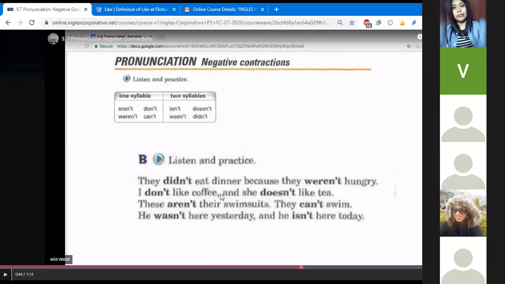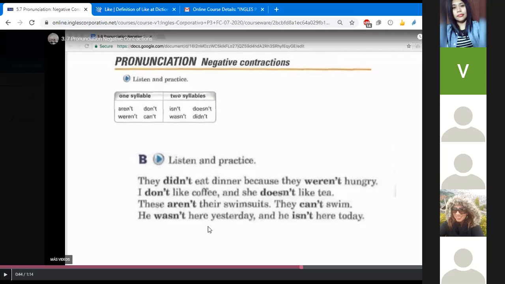The second sentence. Excuse me, teacher. Read the second sentence. I don't like coffee, and she doesn't like tea. Mauricio, the third one. Read the third sentence. These aren't their swimsuits. They can't swim. Okay, good.